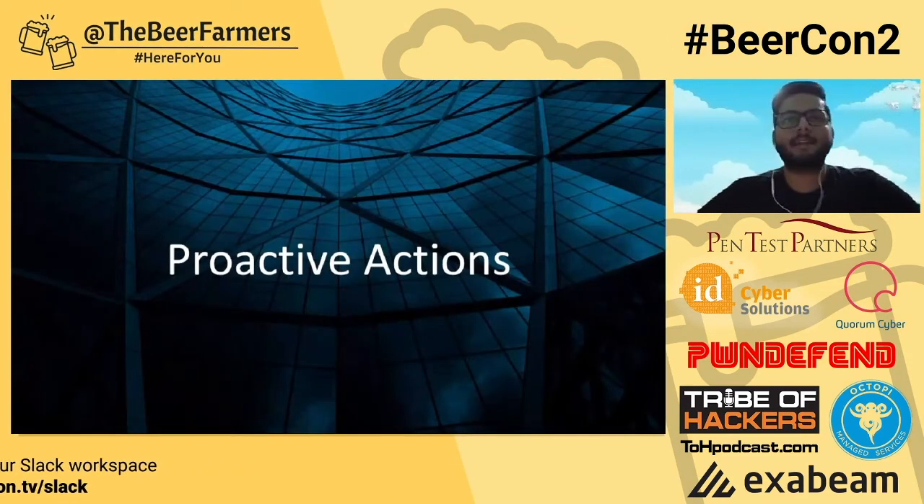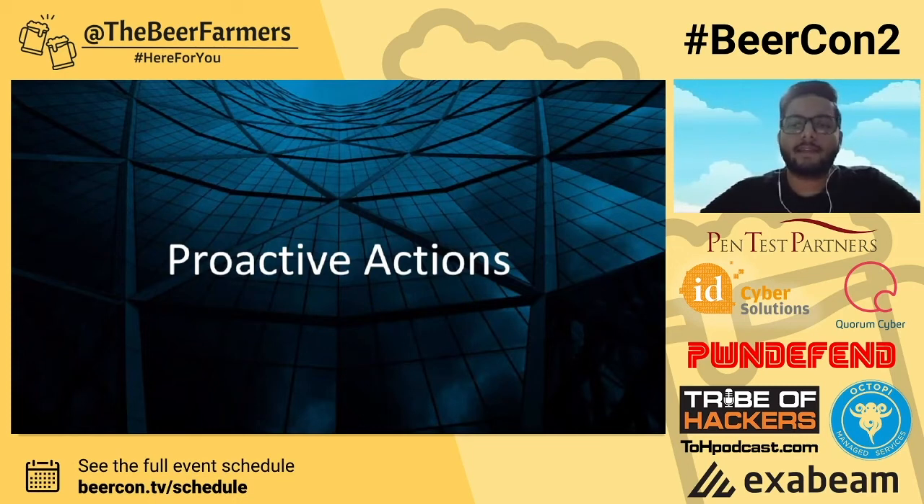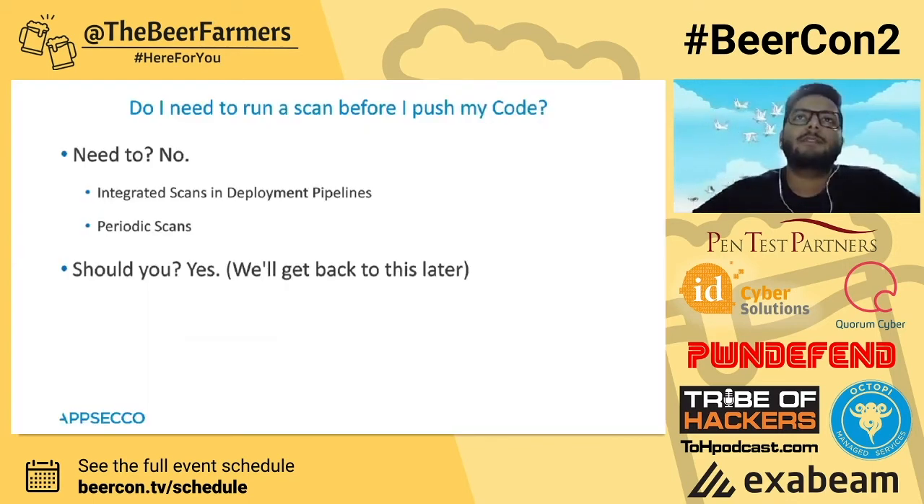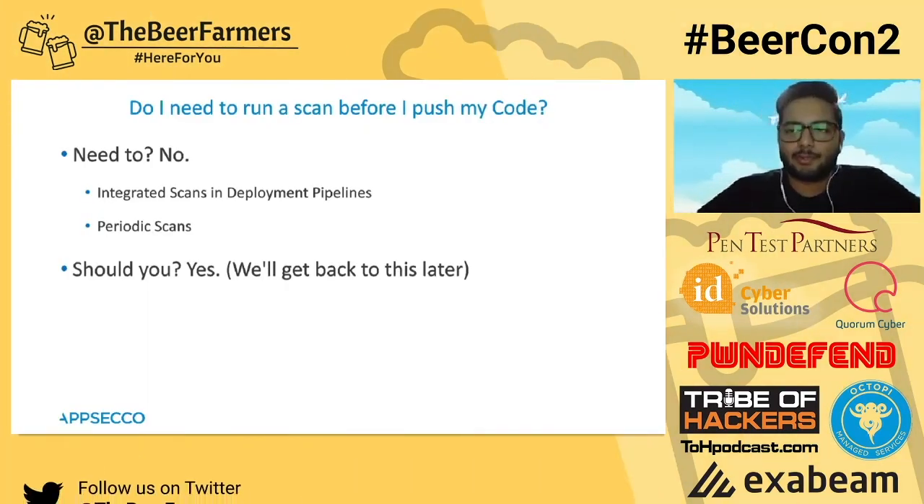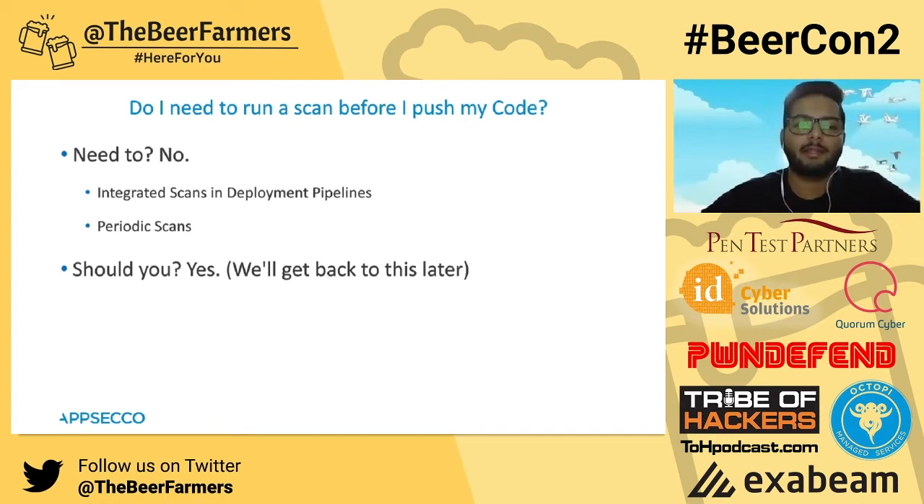Coming to proactive actions. We know that we can scan for secrets. We know that code will have secrets. The point is, where do you scan for them? Do you need to run a scan every time you push your code to GitHub or wherever your code is supposed to go?